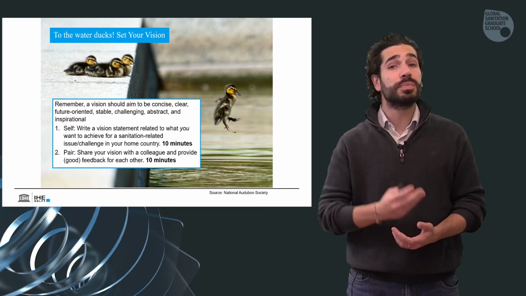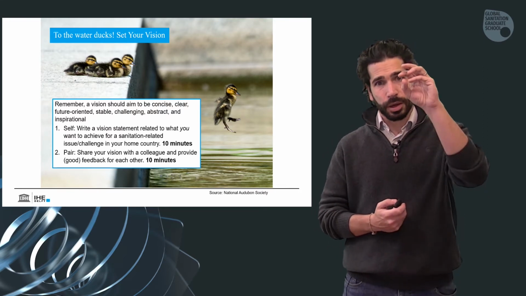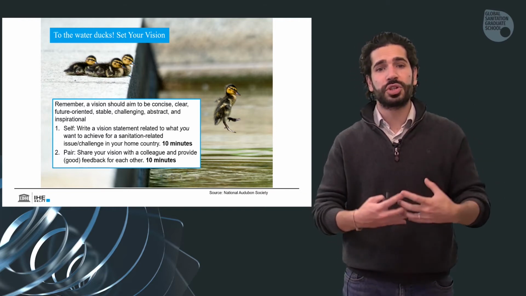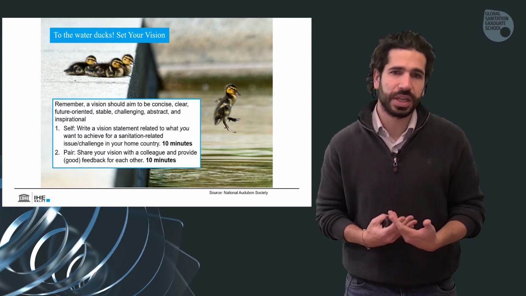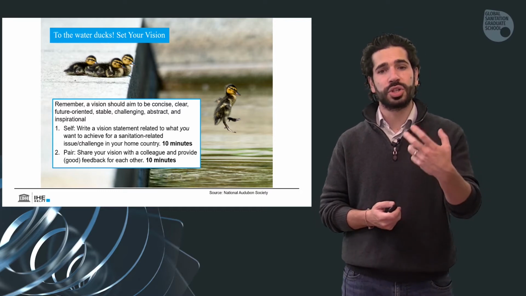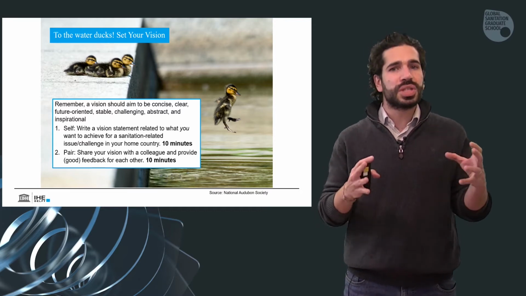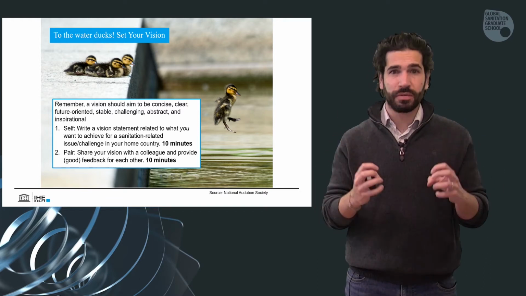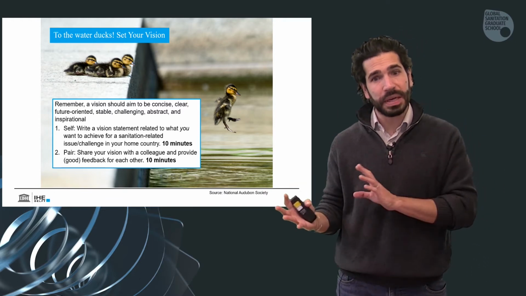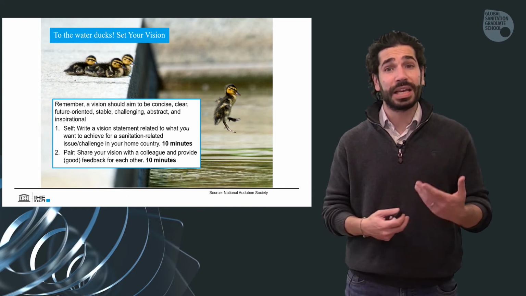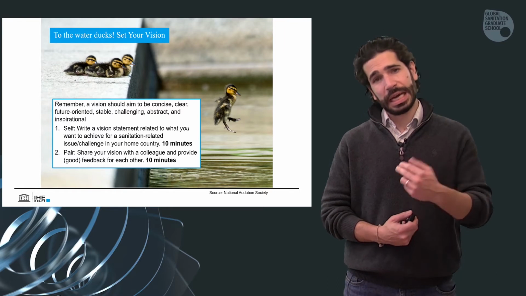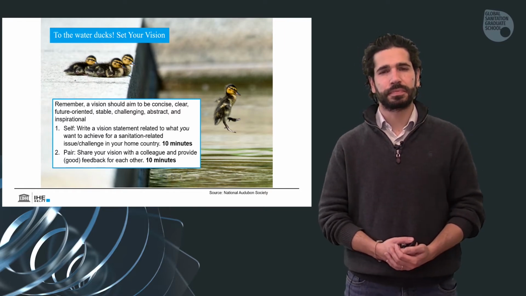Now, we're going to give you some time to, considering the characteristics of the visions that we've covered, develop a vision of what you want to achieve for a sanitation-related issue or challenge in your home country. Take about 10 to 15 minutes by yourself to write this out, write that strong vision, and then take another 10 minutes in pairs to discuss and give feedback on what your visions were like. Do this, and then come back and we'll continue.